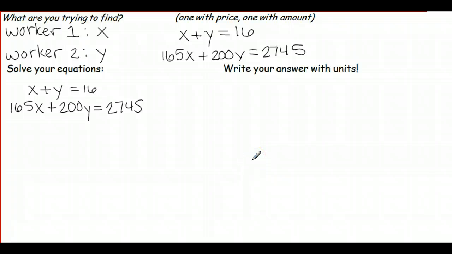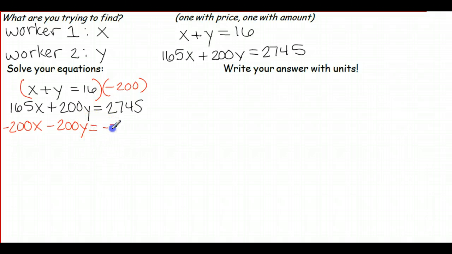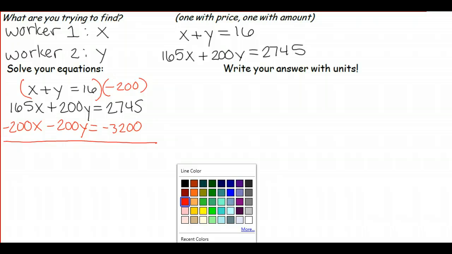Now, the directions told us to solve by elimination, which means I need to eliminate one of my variables by creating opposite coefficients. So I'm going to choose to multiply the top equation by negative 200. And by doing this, I'm going to eliminate the variable y. So if I distribute my negative 200, I get negative 200x minus 200y equals negative 3,200.